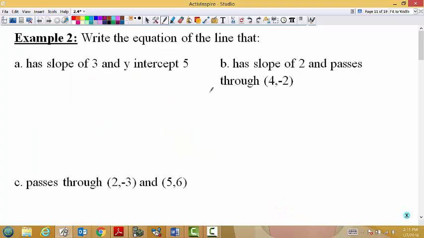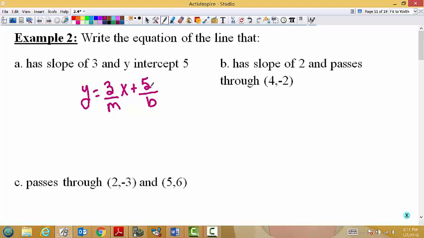And then it gives me some different information here. It says write the equation of the line that has a slope of 3 and a y-intercept of 5. Well, it's y equals blank x plus blank, where it says the slope is 3 and the y-intercept is 5. And I'm through. That's all there is to it.